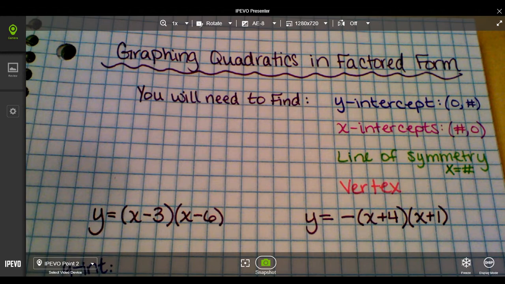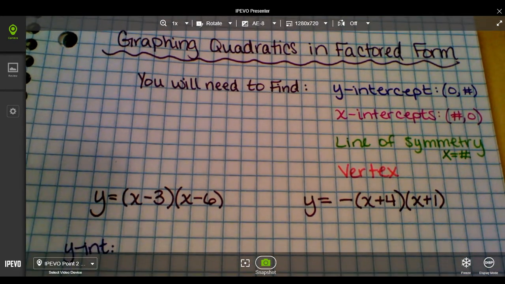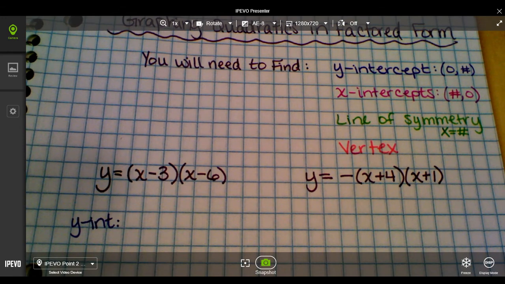So I want you to find four things as you're going through these problems. I want you to find your y-intercept, your x-intercepts, your line of symmetry, and ultimately your vertex. And those are the things we're going to use in order to graph. So let's get started. For our first example, we have y equals (x minus 3)(x minus 6). Do not feel the need to go and use your generic rectangle to multiply these back out. I want to deal with them exactly the way they are.